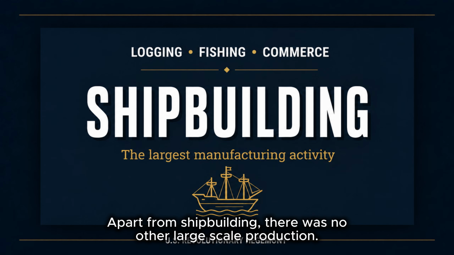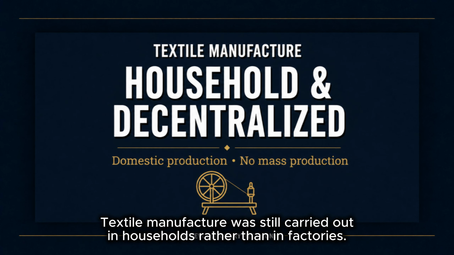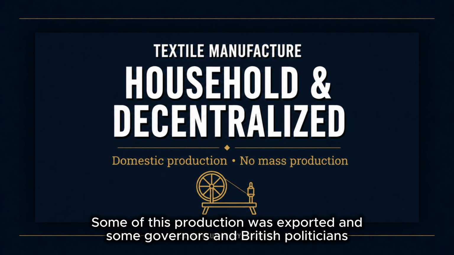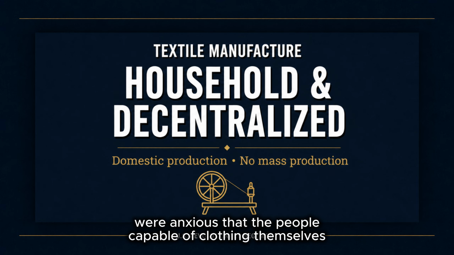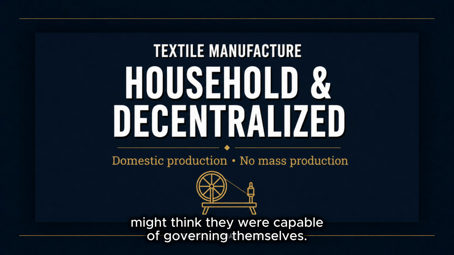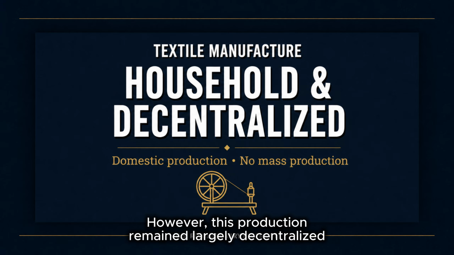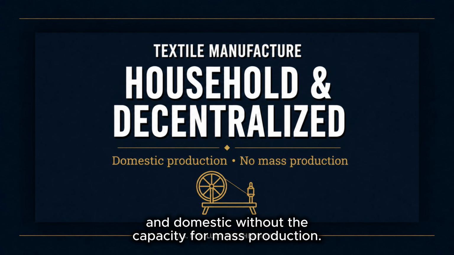Apart from shipbuilding, there was no other large-scale production. Textile manufacture was still carried out in households rather than in factories. Some of this production was exported, and some governors and British politicians were anxious that the people capable of clothing themselves might think they were capable of governing themselves. However, this production remained largely decentralized and domestic, without the capacity for mass production.